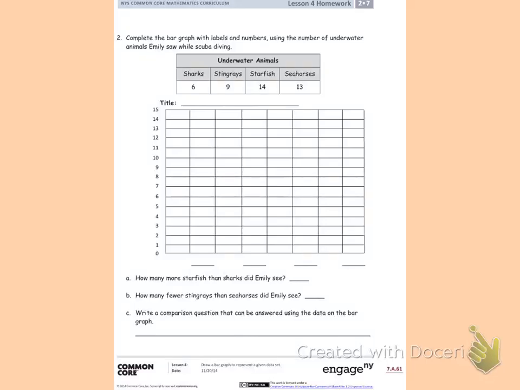Module 7, Lesson 4's objective is to draw a bar graph to represent a given data set. Item 2. Complete the bar graph with labels and numbers using the number of underwater animals Emily saw while scuba diving. In the chart, you can see that the title is Underwater Animals, so I will include that here on this line. Since it is a title, I will remember to capitalize both words.